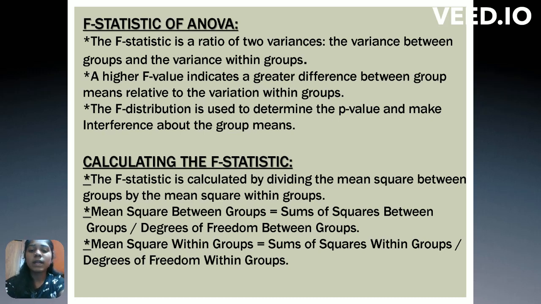Then how to calculate the F statistic: the F statistic is calculated by dividing the mean square between groups by the mean square within the groups. The mean square between groups is calculated by sum of squares between the groups divided by degrees of freedom between the groups. Then the mean square within the groups is calculated by sum of squares within the groups divided by degrees of freedom within the groups.